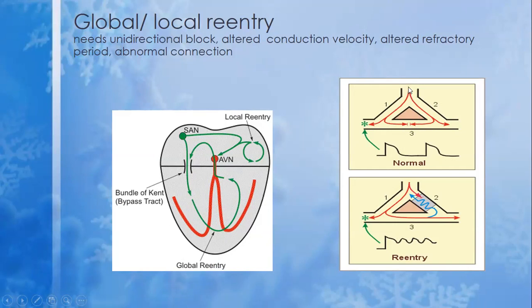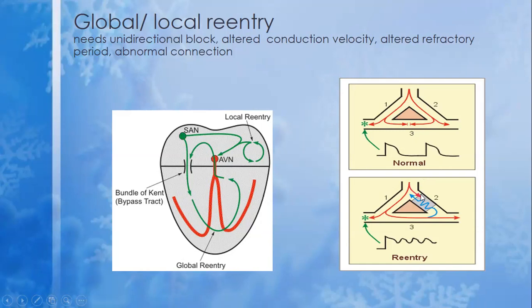We know when a conduction tissue is branched into two portions, the action potential is conducted through this pathway and through the other pathway, pathway 1 and pathway 2. If there is pathway 3 connecting between 1 and 2, then the conduction from pathway 1 or pathway 2 meets in the pathway 3 level and actually cancel out each other.